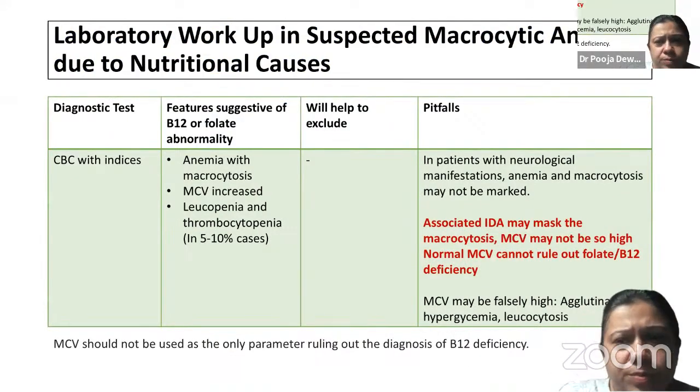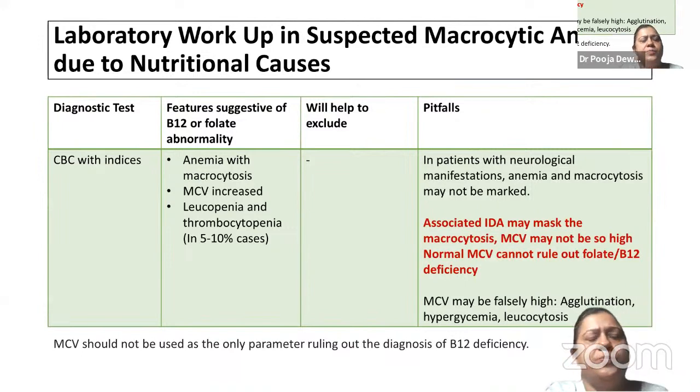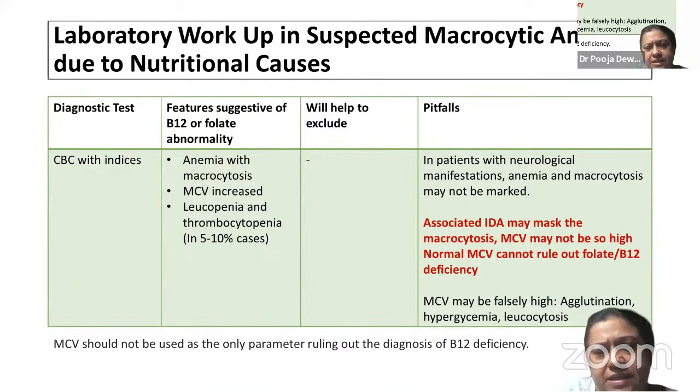Right. So proceeding with the laboratory workup, whenever you suspect based on clinical findings, the first most important test is your CBC with the indices. There would be anemia. You would have macrocytosis, so the MCV would be increased. In around 5 to 10% of cases, you could also have associated leukopenia and thrombocytopenia. That is, the patient may present with pancytopenia.